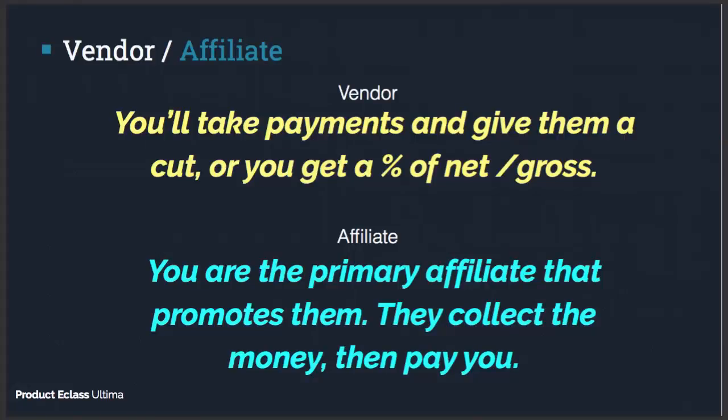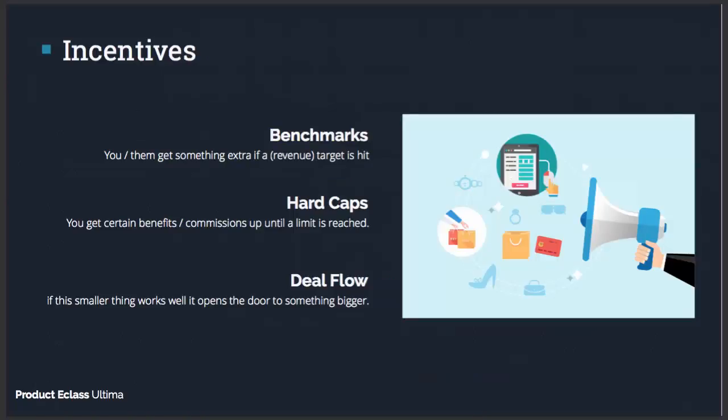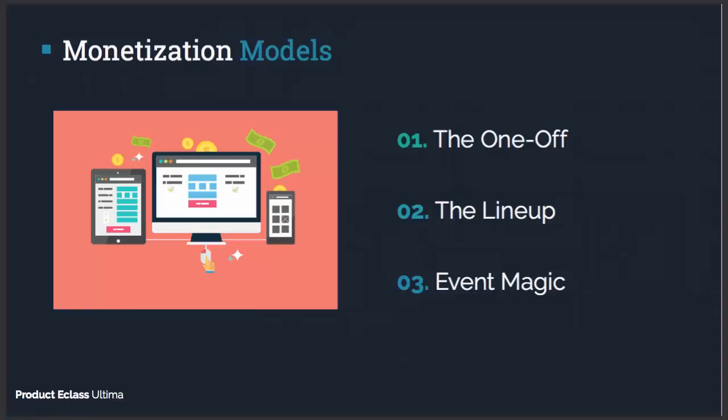And again, do you pay it? Do they pay it? Do you take the money? Do they take it? Who's the affiliate? Who's the vendor? Incentives, benchmarks, hard caps, deal flow, all these are potential incentives that you can dangle the carrot to get even better performance. We usually don't start there, but that's something you can aspire to move towards.